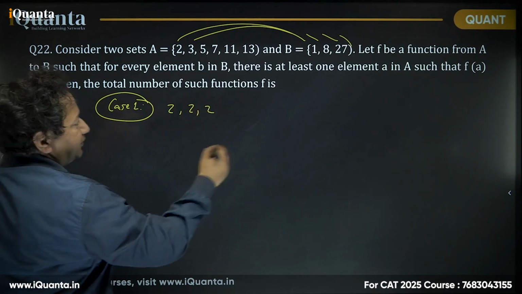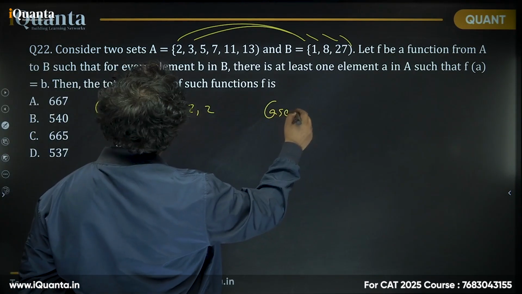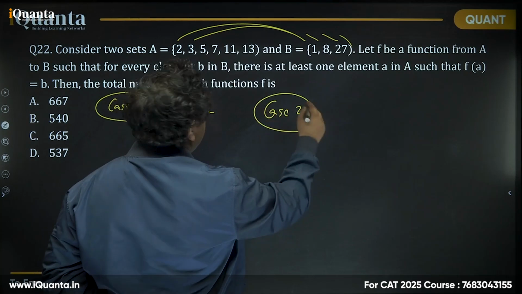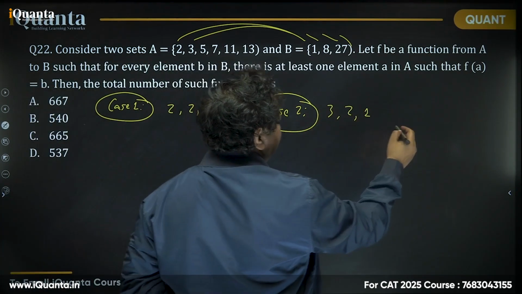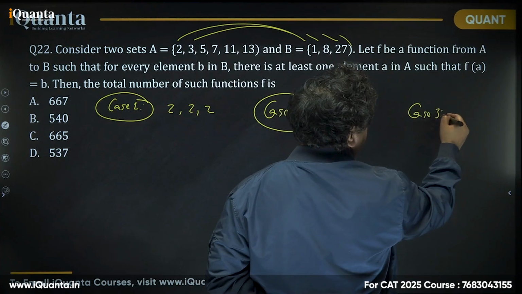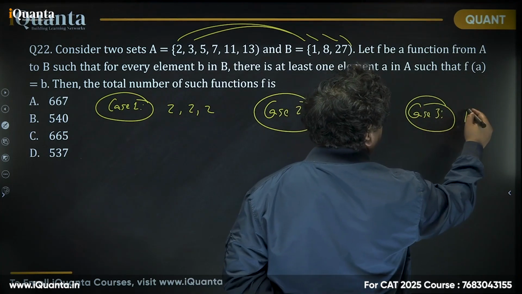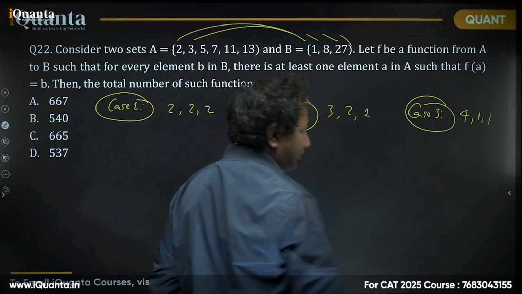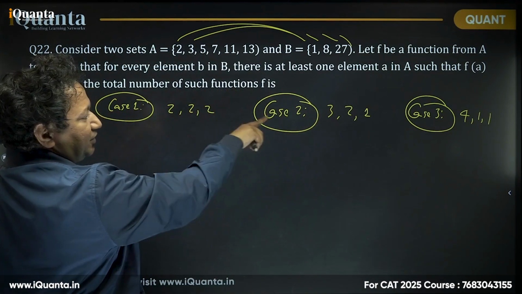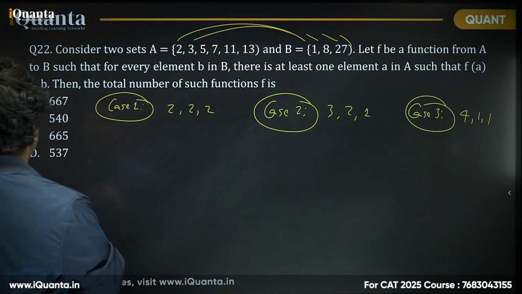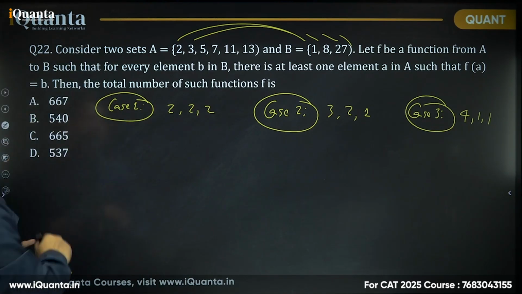In case 2, I can have 3, 2, 1. And in case 3, I can have 4, 1, 1. I cannot have 0. Only 3 cases are possible. Equal distribution, then sending 1 over here, and okay, we have this. How can this be done? For all the cases, we need to solve it, and that is how we'll solve everything.